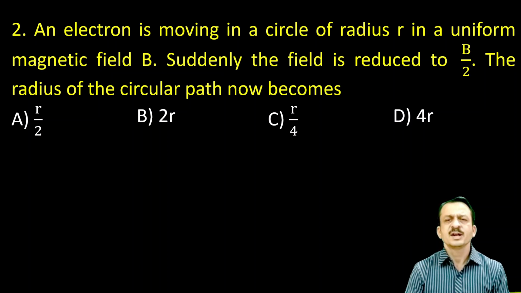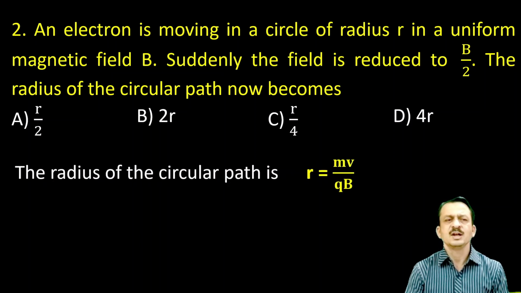Now we know that the radius is given by the formula r is equal to mv by qB. Now look at that formula, r is equal to mv divided by qB. Therefore the radius is inversely proportional to the magnetic field. As the field is reduced to half, then obviously the radius has to be increased by 2. Therefore B is the right answer, that is the radius becomes 2r. Next problem.